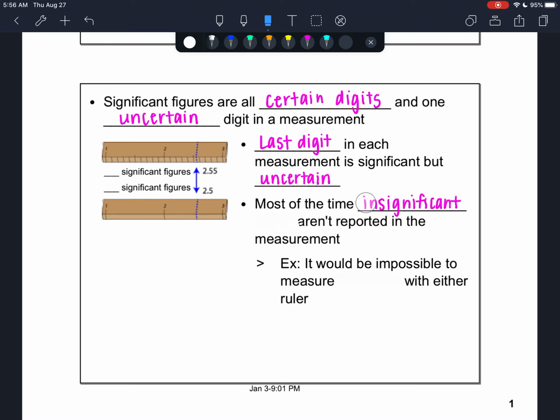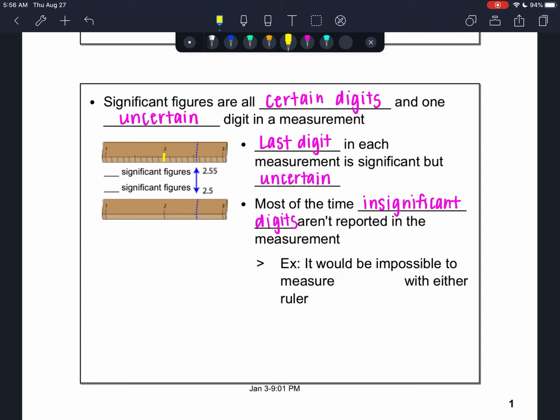Now, most of the time, insignificant digits aren't even reported in the measurement. So if we look at the two rulers that we have on the left, they're different based off of the number of tick marks that they have. This affects their precision. So if I were to take the same exact measurement with these two different rulers, I would actually get different measurements. With the top ruler, I would have a measurement that consists of what I know for certain and what I know that's uncertain. So I know for certain that this blue dotted line is at least 2.